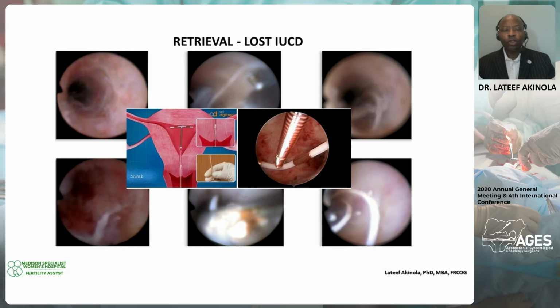Now, hysteroscopy you can also use to retrieve a lost IUCD that's still in the cavity, only that the thread has migrated into the cavity. You can use simple vaginoscopy and a hysteroscopic grasper to pull on the thread and pull the IUCD out of the uterine cavity.